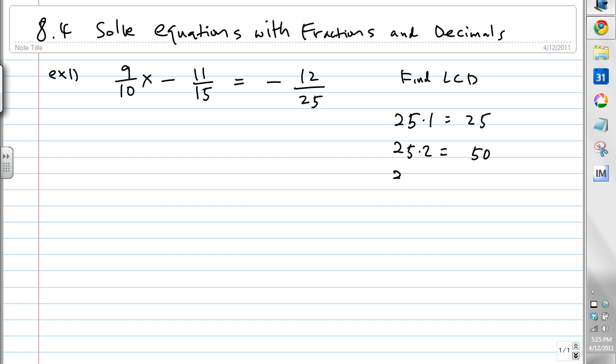So let's look at 25 times 3, which is 75. Does 10 go into 75? No, so it doesn't work. What about 25 times 4? That is 100. 10 and 25 go into 100, but 15 does not. What about 25 times 5? That is 125. 10 doesn't go in. So what about 25 times 6? That's 150. This one looks good because 10 will go in, 15 will go in, and 25 of course goes in because we just multiplied that by 6.